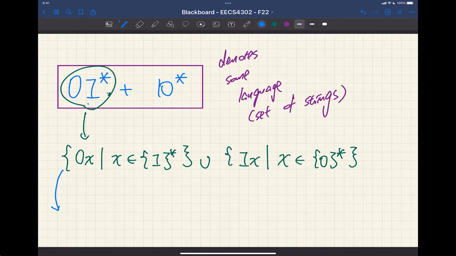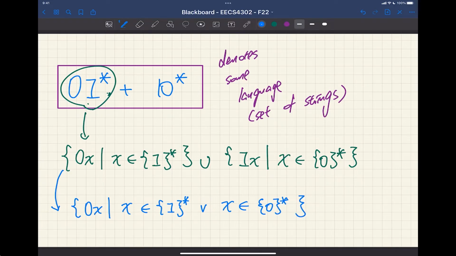Another way to do it would be I can have a single set comprehension over here. I can say 0x over here. I can say x is in 1 star, or x is in 0 star. Oh, let me write it more properly. Right? Either way is fine. So here you can see that you can definitely feel free to use the logical operator. And for those of you who took a 1090, yes?